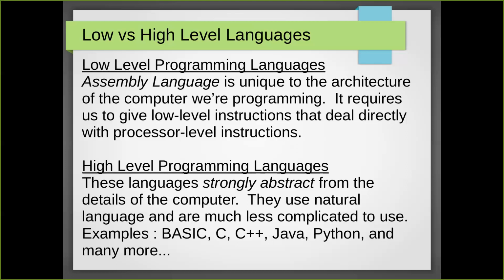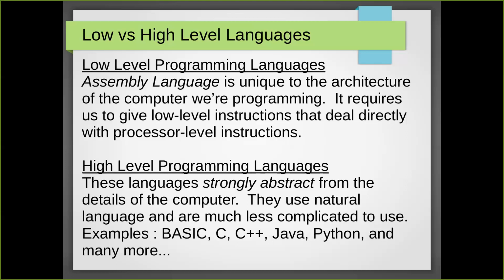But most of the time when we talk about programming, certainly in the modern day, we talk of high-level programming languages. And these are languages which strongly abstract from the details of the computer, and they use kind of natural language. So we can code in something that is readable and understandable to most people. And then the computer will process those instructions, convert them down into that low level, so that the processor gets the instructions it needs in the format it needs and carries out those instructions.